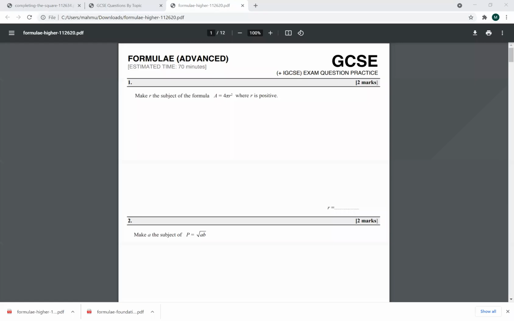Okay, again, it's rearranging now, but this is higher paper. It's not foundation paper anymore. So now here's the make r the subject. You try to do it. I explain how to make r the subject. I mean, r should replace A, and everything else should be on the other side.